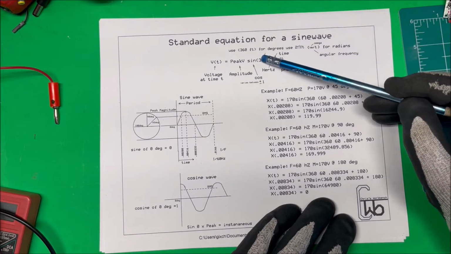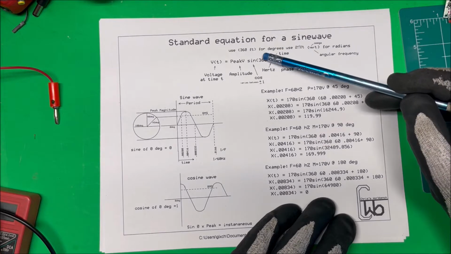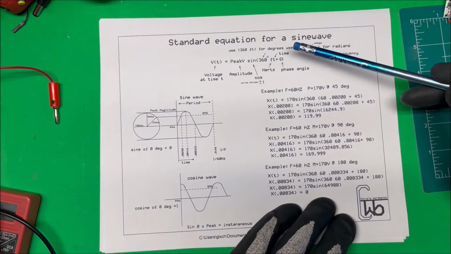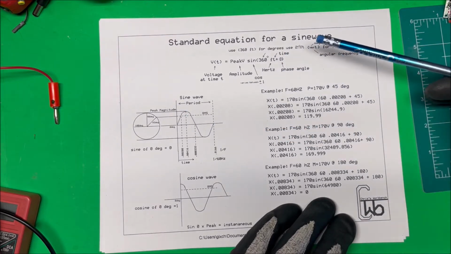You always have to take the sine or the cosine of an angle, and in this case we're going to use degrees. We're going to use 360 degrees times the frequency, and that's going to be our angular frequency, times the time plus the phase angle, wherever point we are along this curve here.